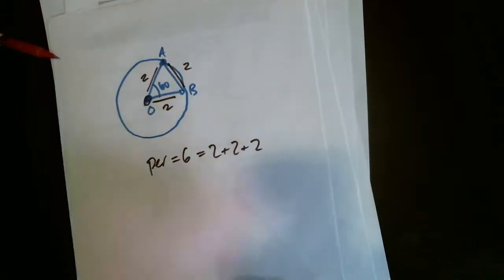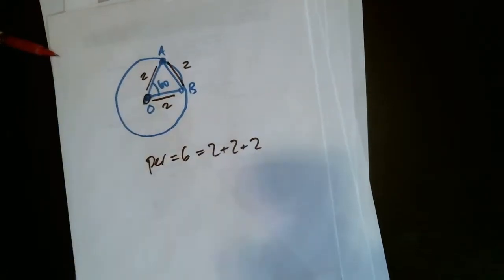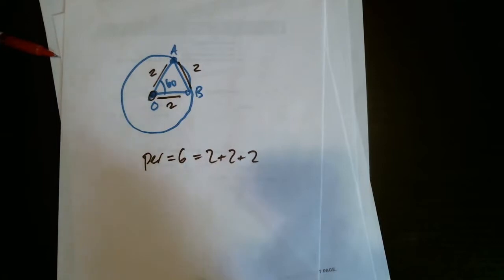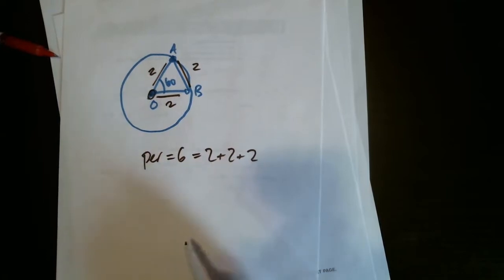Okay? So we're just adding up all the sides. And then that tells us the radius is 2. Now, that's not like a proof that the radius is 2, but you don't need it, right?